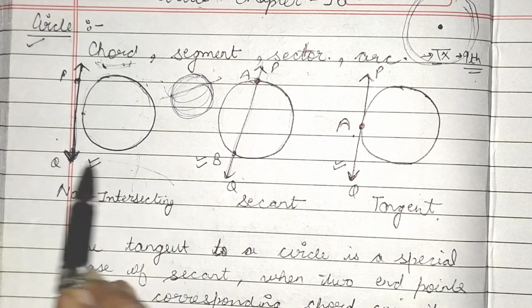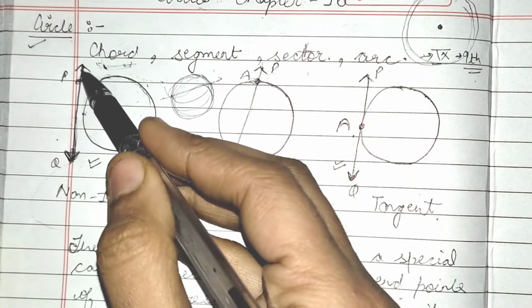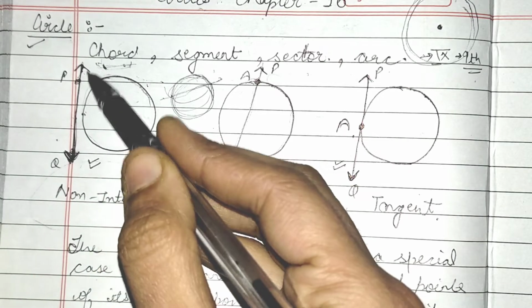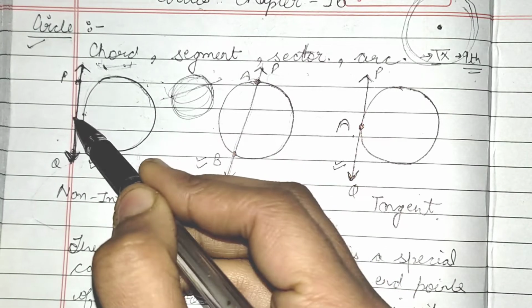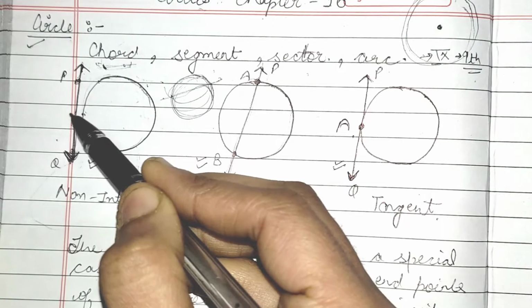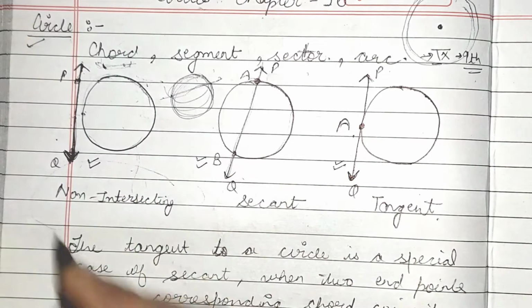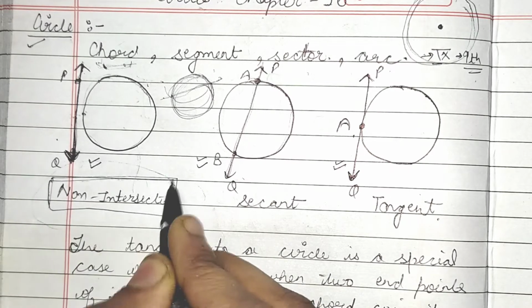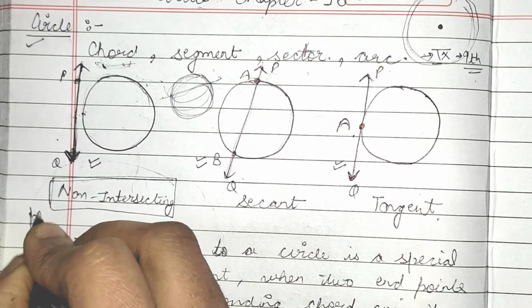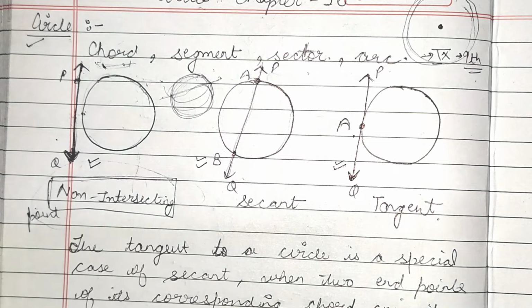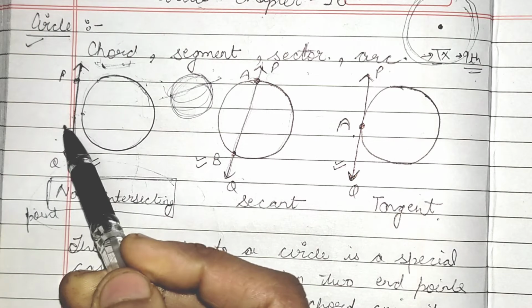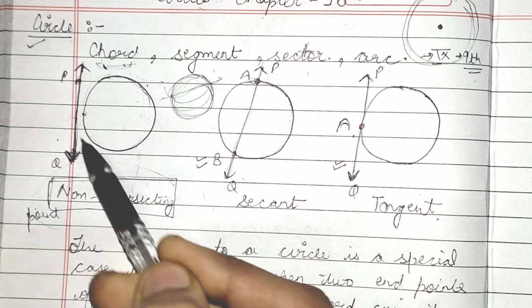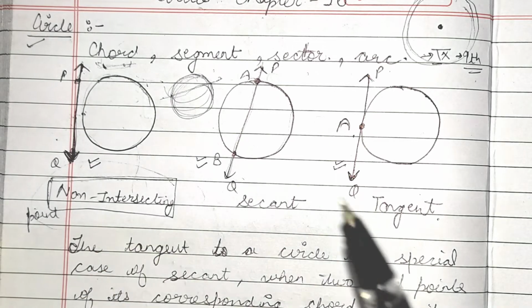So what can we derive from these three combinations? See, in the very first figure there is no common point, the line is not touching the circle, so what will we call it? We will call this a non-intersecting case, because the line is not intersecting the circle and is not touching the circle at any point.